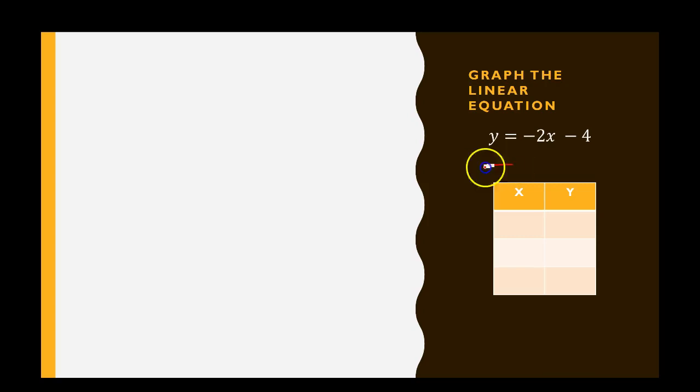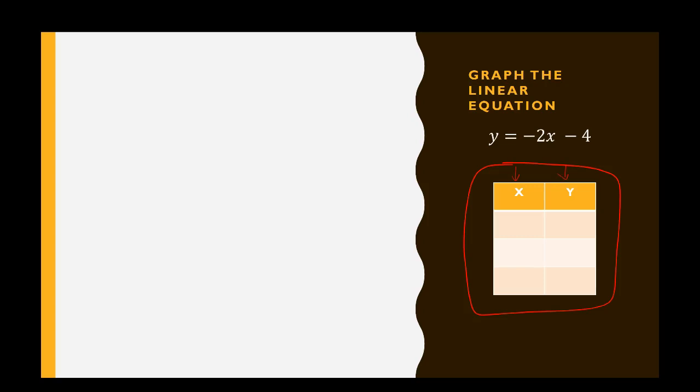So you can see over here that I have my XY table. You have a column with X's, you have a column with Y's. And when you're using this method, sometimes you'll see problems where they give you numbers already and you have to fill in the missing ones. But it doesn't necessarily have to be like that. So if you're asked to graph y equals negative 2x minus 4, you can pick any numbers you want to plug in for x to solve for y, and that's going to be your easiest strategy.